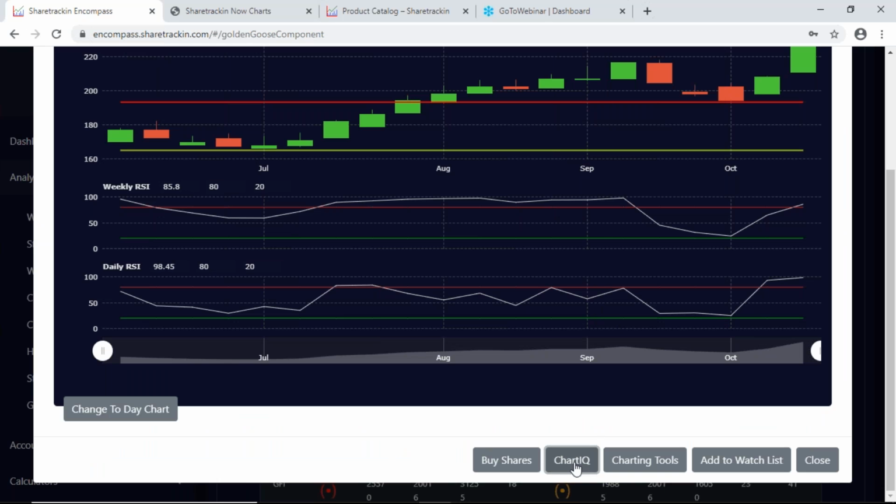So once again, if you click on that share, just click on Charts IQ, or you can go to Charting Tools, but we don't usually prefer it. We prefer the Charts IQ because Charts IQ is a much stronger charting indicator than the charting tool.